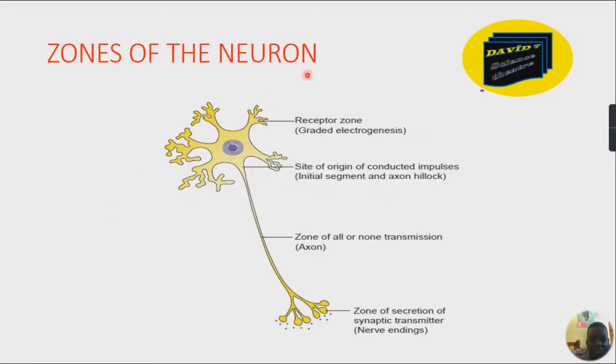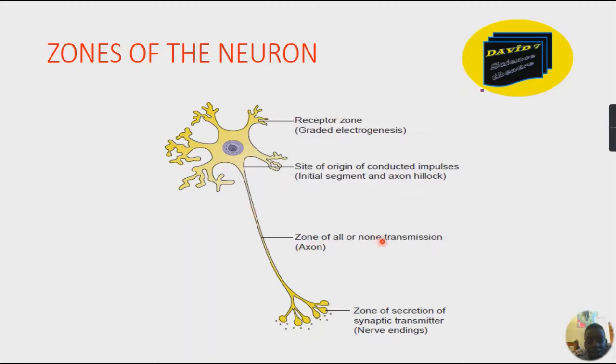Now, the zones of the neuron. If you find a nerve cell here, it has several zones. One has the receptor zone. Here, as you can see, I labeled. This is a region for graded electrogenesis. Okay, this is dendrites or receptor zone, and has the site for origin of the conducted impulse, because when it originates here, the impulse will be conducted through the longest process, that is the axon. And the site of origin of conducted impulses is here, and it can be the initial segment and axon hillock, as we saw in the labeling of the parts of the neuron.